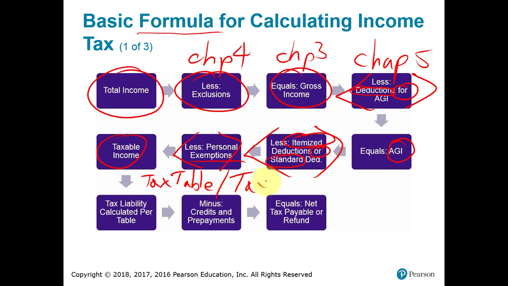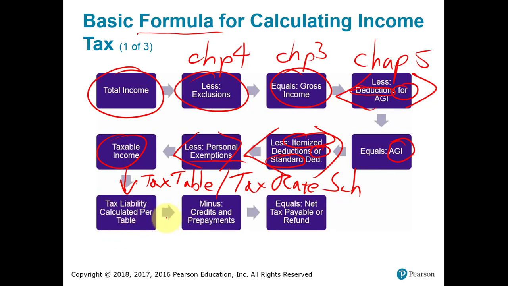And then we look this amount up on a tax table, or we've seen in chapter 1 something called a tax rate schedule. We would use the tax table if possible. Typically, if this number here, the taxable income, is under 100,000. If it's 100,000 or more, we have to use the tax rate schedule. So then we get the gross tax for the whole year, the tax liability for the whole year.